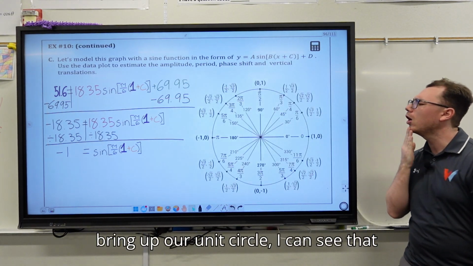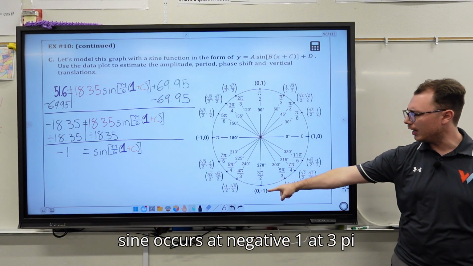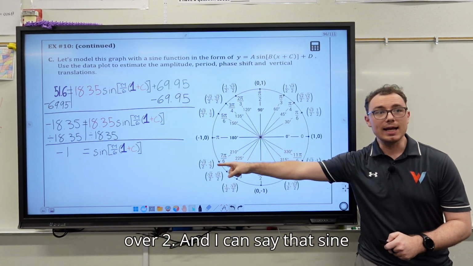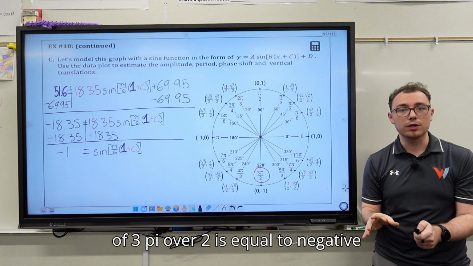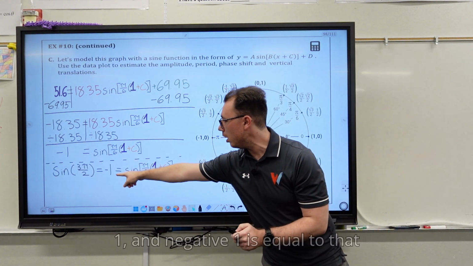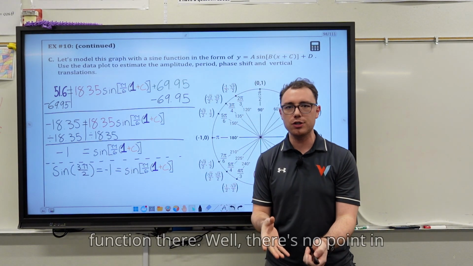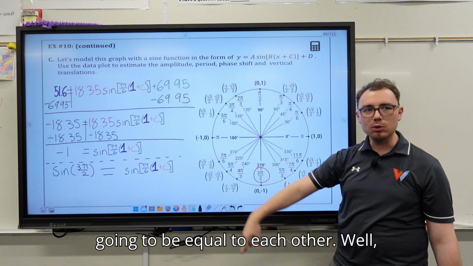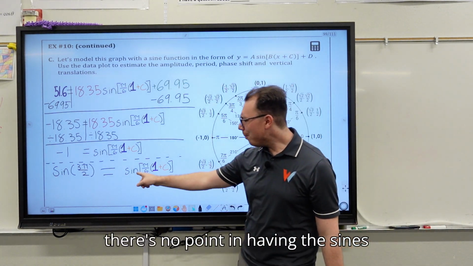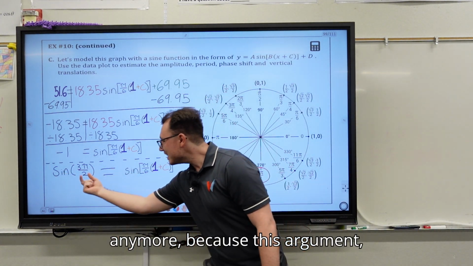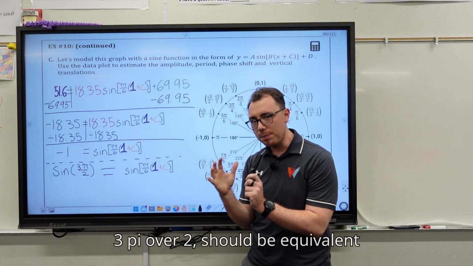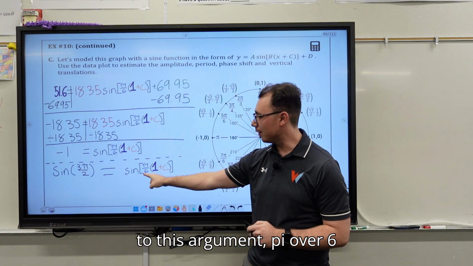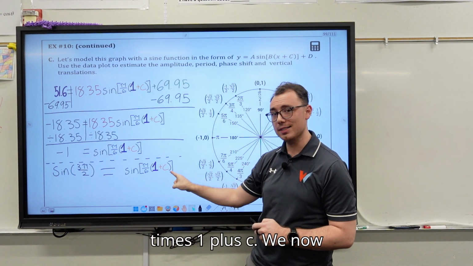Well, if I bring up our unit circle, I can see that sine occurs at -1 at 3 pi over 2. And I can say that sine of 3 pi over 2 is equal to -1. And -1 is equal to that function there. Well, there's no point in having that -1 anymore because they're going to be equal to each other. Well, there's no point in having the sines anymore because this argument, 3 pi over 2, should be equivalent to this argument, pi over 6 times 1 plus c.